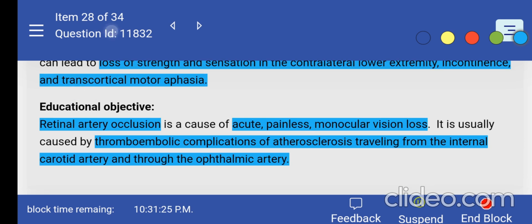Okay, retinal artery occlusion is a cause of acute painless monocular vision loss. It is usually caused by thromboembolic complications of atherosclerosis traveling from the internal carotid artery and through the ophthalmic artery.